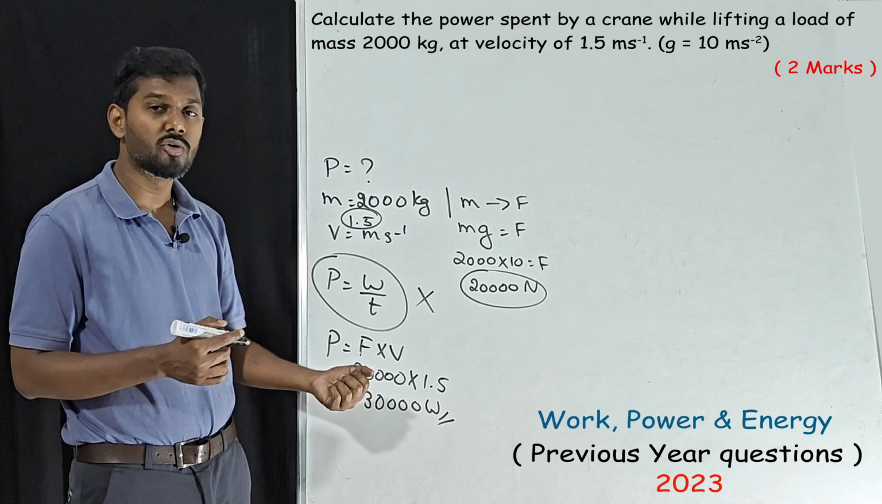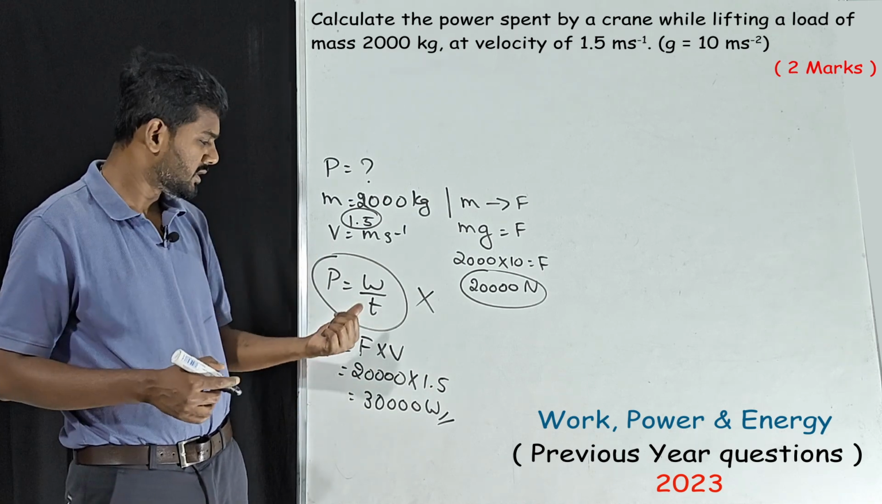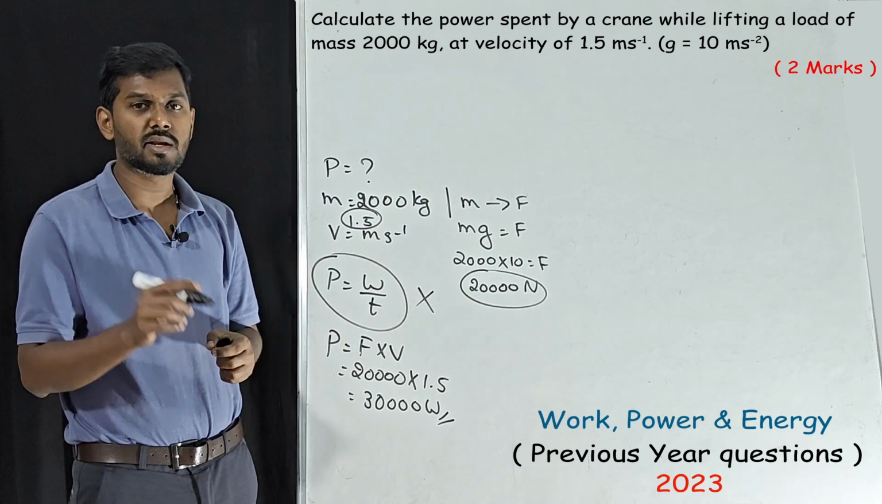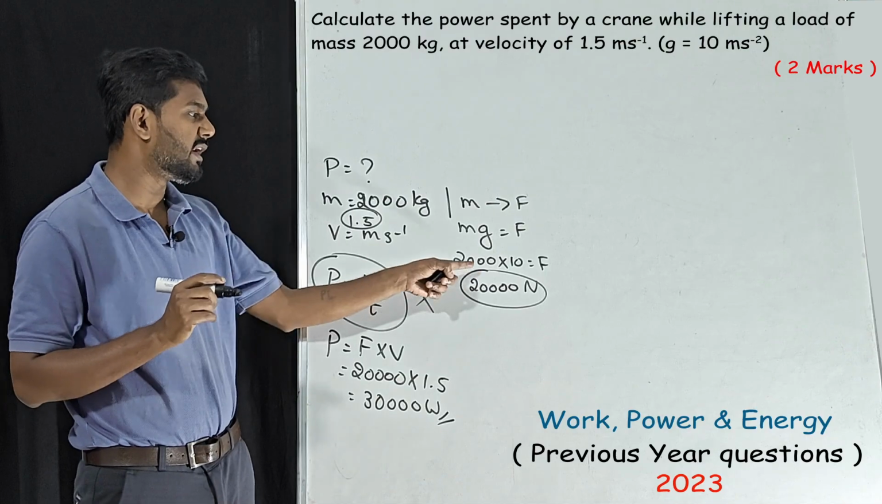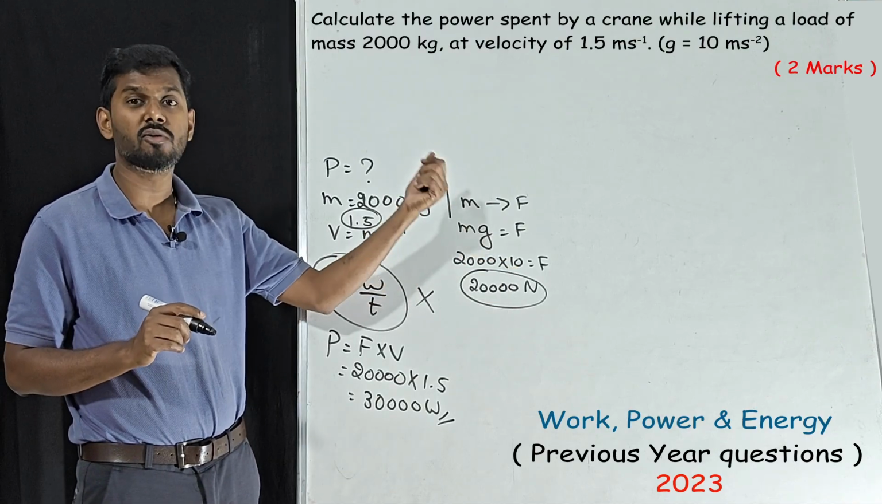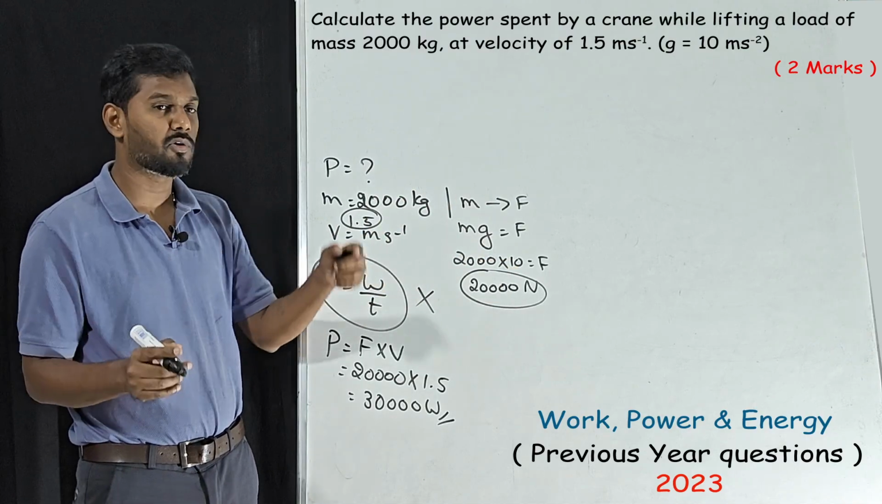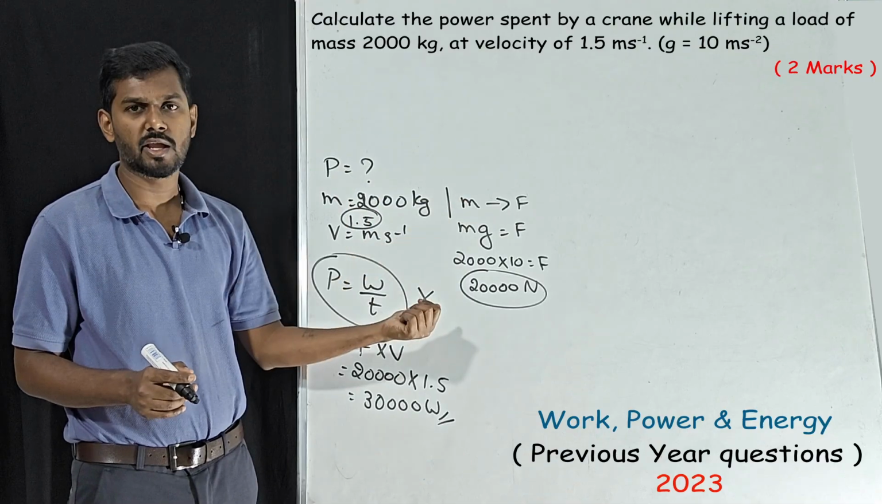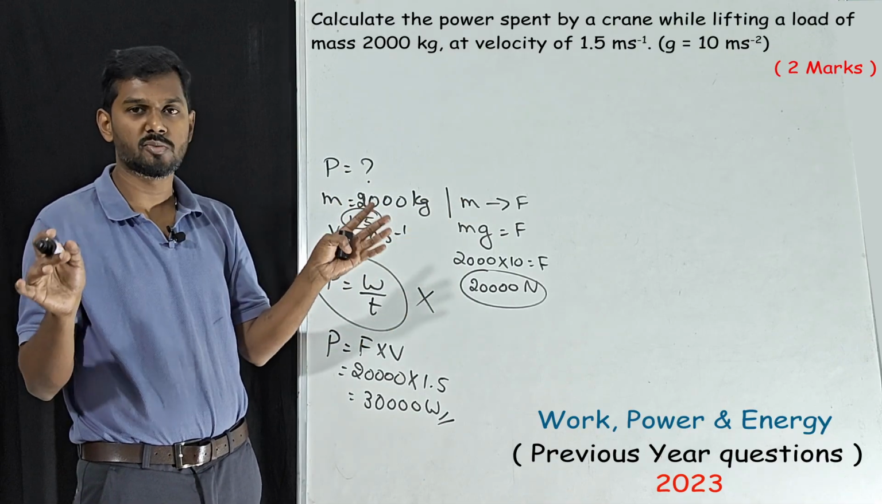Or else you're not going to get even a single mark, because the substitution is wrong. The first mark is always given for substitution. That will be wrong, because if they have given 9.8 and you have taken 10, you should not assume it. Whatever value they have given, you have to take that. If it is not given, then you have to assume it as 10.